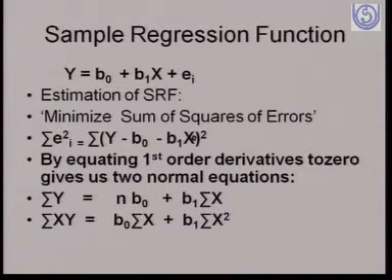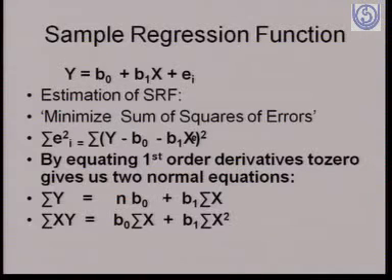So what we really estimate is the sample regression function. Notice I've used slightly different symbols here. Y equals b0, with a small case b, plus b1x plus ei. Now I've replaced ui with ei. How do we estimate it?